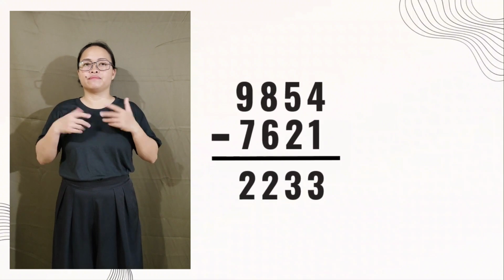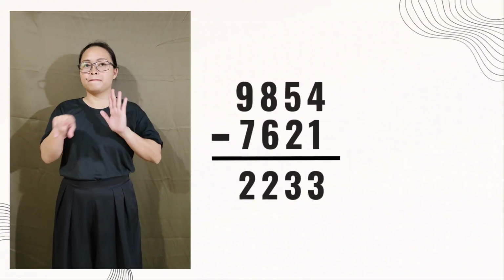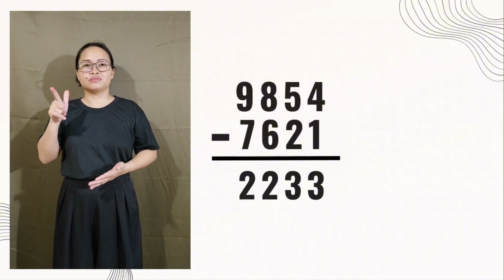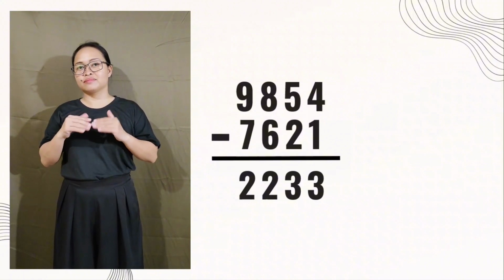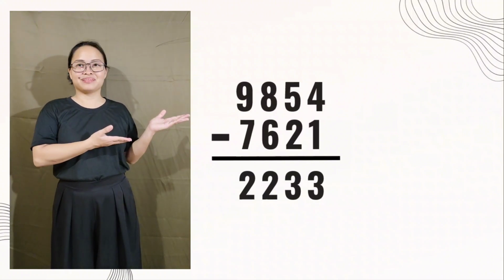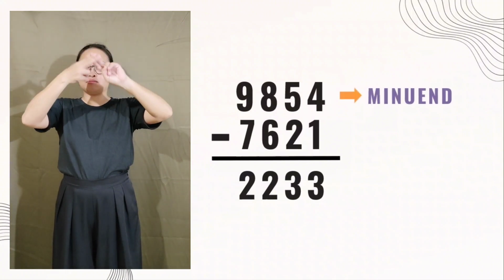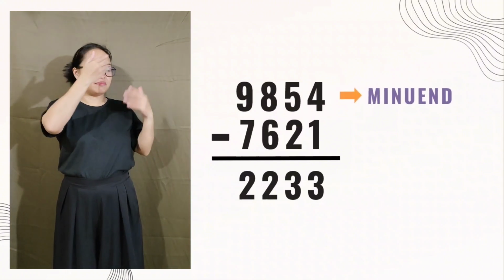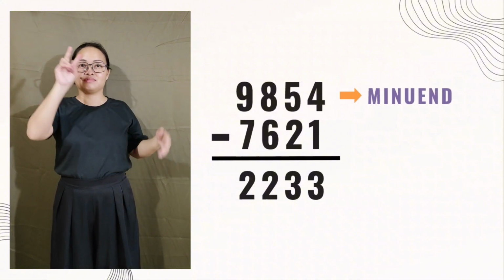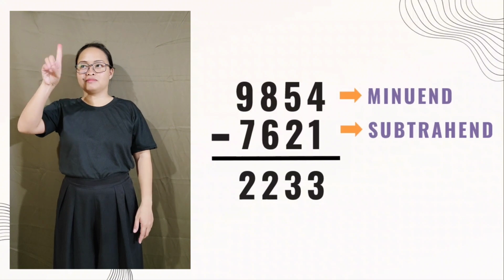Now, to better familiarize what subtraction is, we have here an example. 9,854 minus 7,621 is equal to 2,233. The top number, or the number that is being pointed out, is what we call the minuend, while the second number, or the number below the minuend, is what we call the subtrahend.